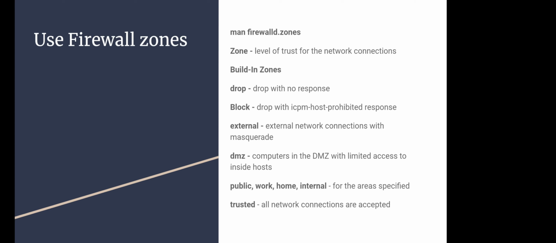Included zones are drop, where incoming packets are dropped with no response; block, where incoming packets are blocked with an ICMP host prohibited response; external, for use on external network connections with masquerading enabled. In this case, you do not trust the other computers on the network. DMZ, for computers in the demilitarized zone that are publicly accessible with limited access to internal computers. Public, work, home and internal for the area specified. You must trust the other computers on the network. And trusted, where all network connections are accepted.